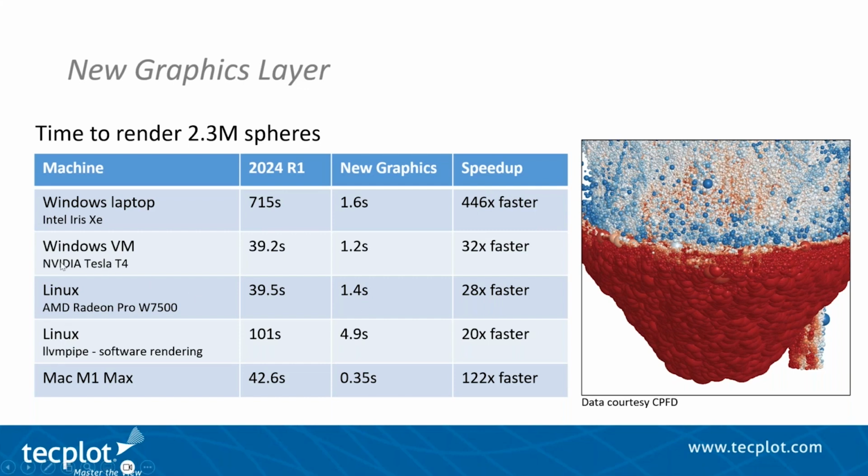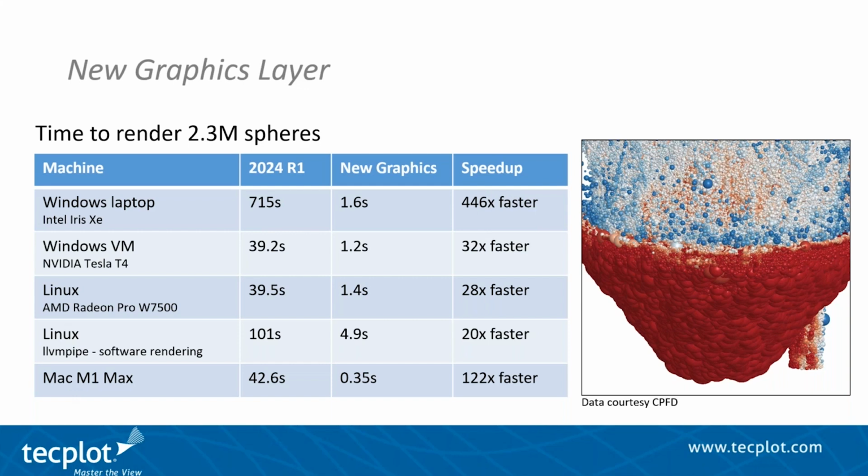We've tested this on various configurations. So Windows VM with an NVIDIA Tesla card, 32x faster, Linux with a Radeon Pro, 28x faster. A lot of people out there are still dependent on software rendering, so we wanted to see how that performed. If you're running on an HPC that doesn't have hardware resources, 20 times faster to create this plot. And then again, Mac OS, this went from 42 seconds down to under a second, so 122 times faster to render this plot. So we're really excited about this.